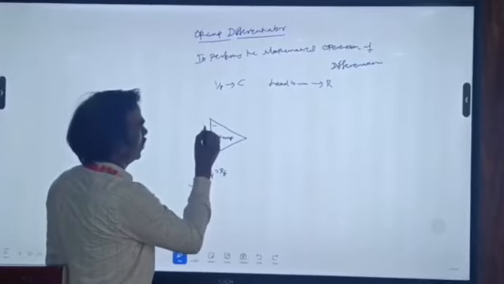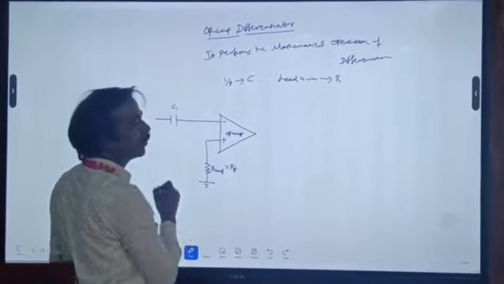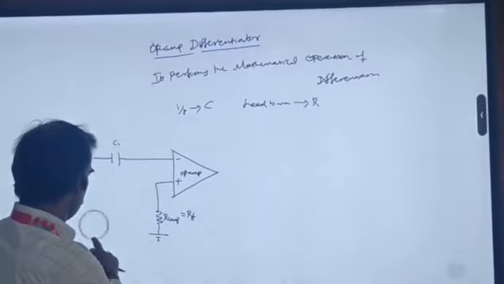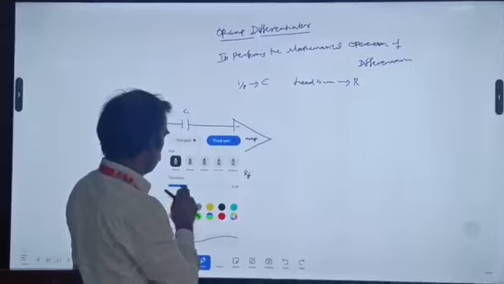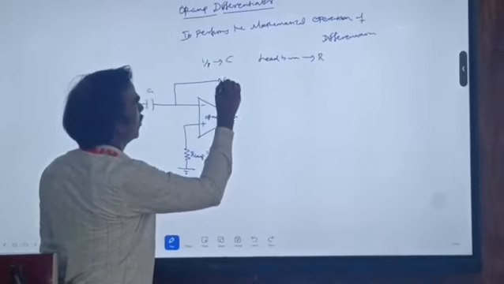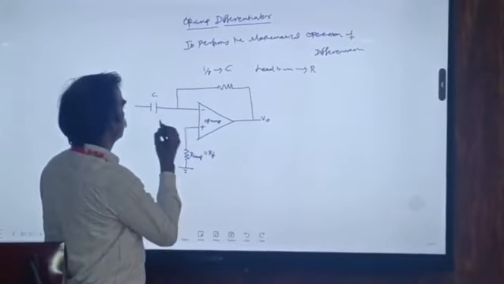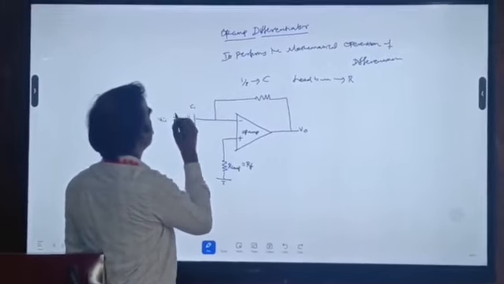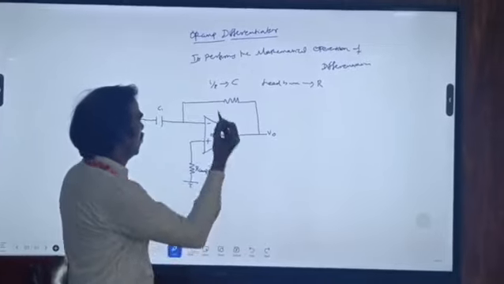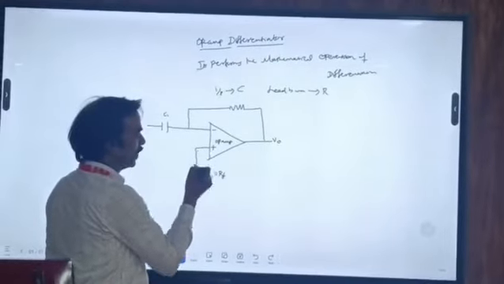Here I am connecting the capacitor C1. In the feedback path, we have connected the resistor. Here I am connecting the input voltage VA and applying it to the inverting terminal. The non-inverting terminal has been connected to the ground.